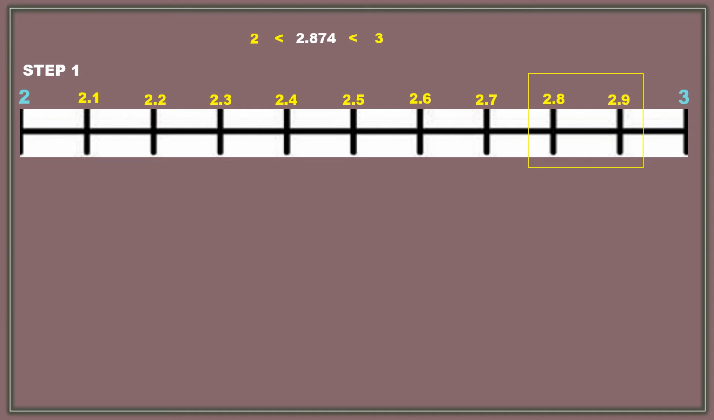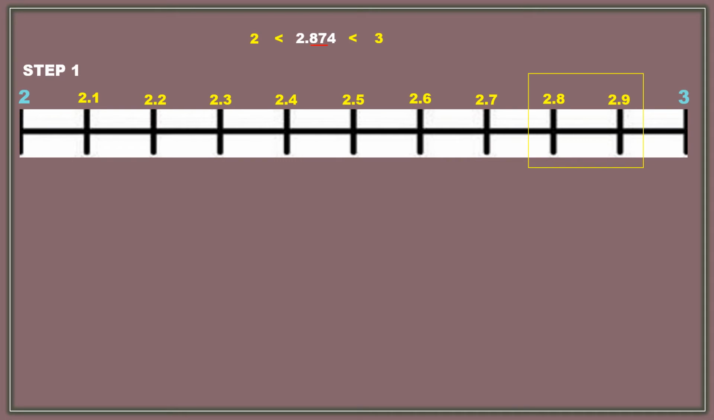Don't get confused. If the question is given directly like 2.8, then we can directly indicate this 2.8. But here 2.874 means after 8 there are some more digits. Means it is greater than 2.8 and less than 2.9, right? It is lying between these two. So mark 2.8 and 2.9. Till now we didn't get the exact number. Now next step we want 2.87.